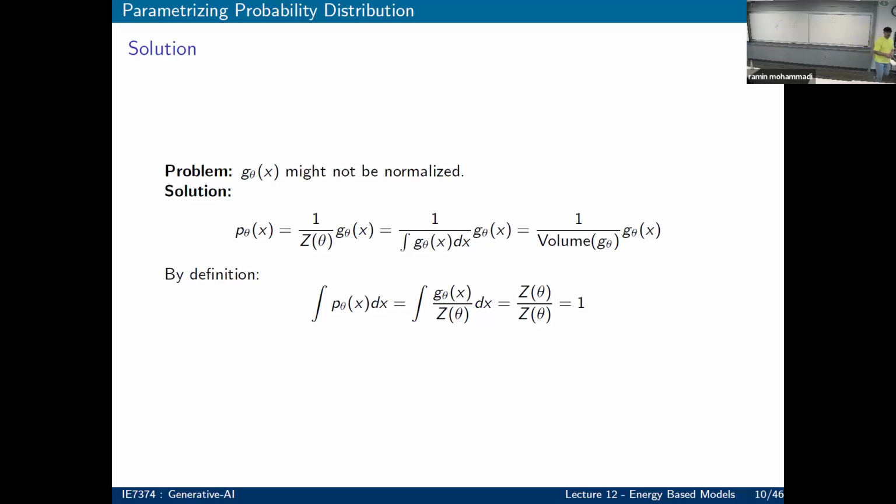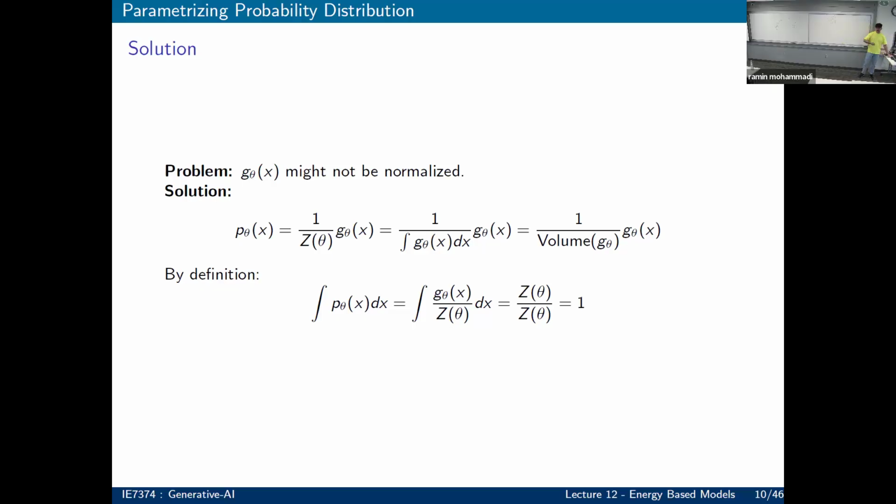Why will this sum to 1 now? The proof is below. If you divide by this definition, you have the integral of g theta of x that comes out, and these two cancel out and go to 1. So it's guaranteed that it will sum to 1. That's the idea of the parameterization of these probability distributions.